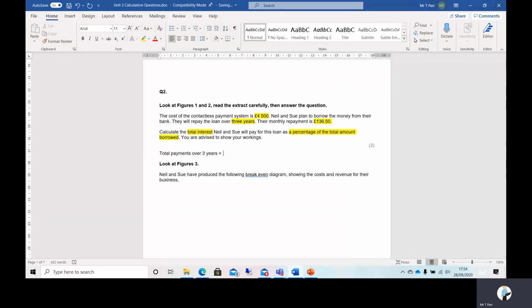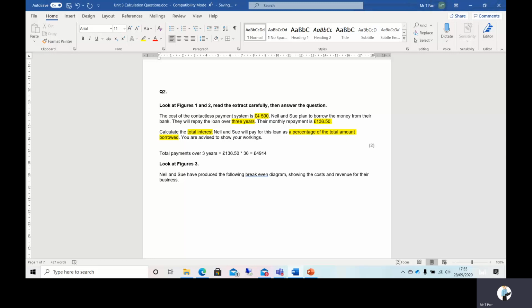Okay, so it's going to be how much they pay per month, which is £136.50. And then you multiply it by how many payments there are. Okay, so this is where some people might trip up and just put 3. But that's not right. They're doing a monthly payment. So 12 months in a year, 3 years, 36 months. So in total, they will pay back to the bank £4,914. Okay, so that is the total payments.